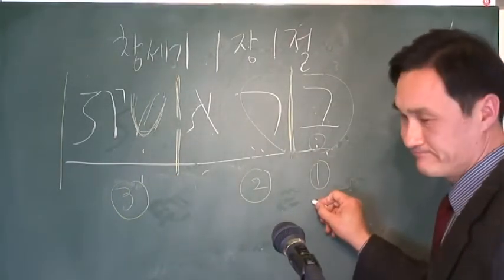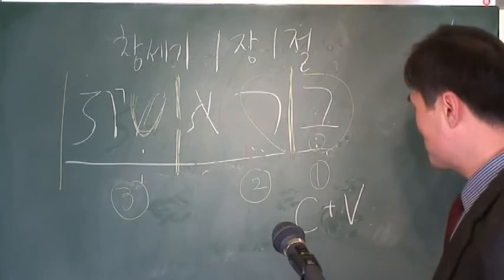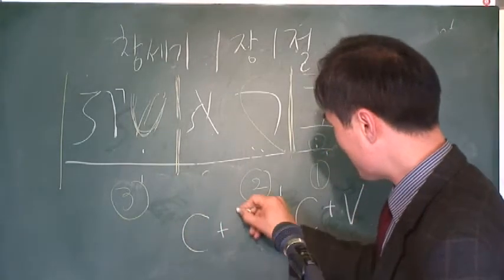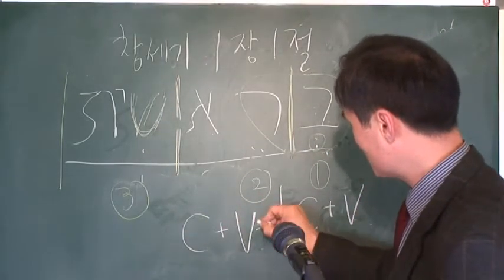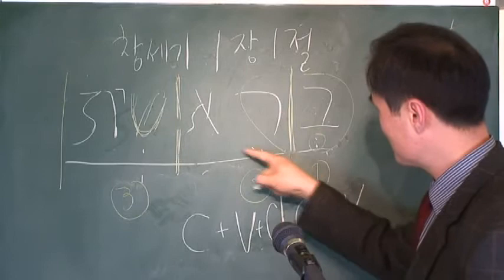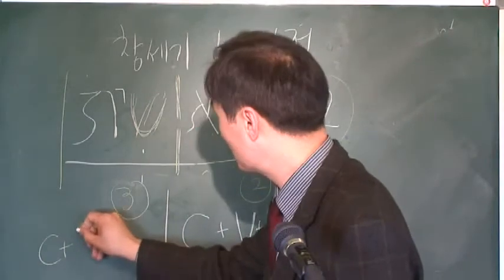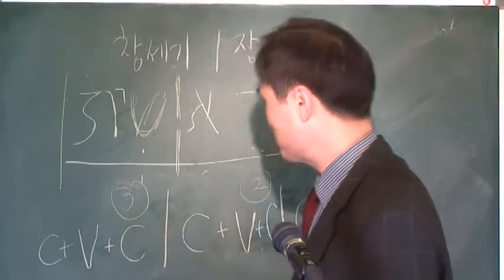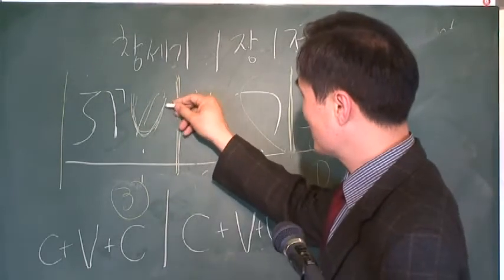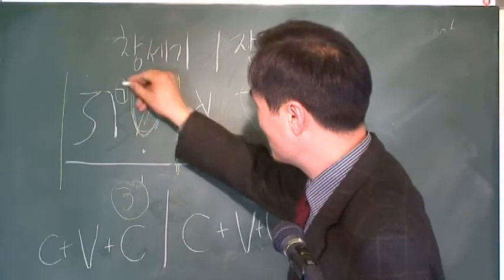The first syllable is an open syllable made up of a consonant and a vowel. And the second syllable is a closed syllable made up of a consonant, a vowel, and another consonant. The third syllable is also a closed syllable made up of a consonant, a vowel, and another consonant.